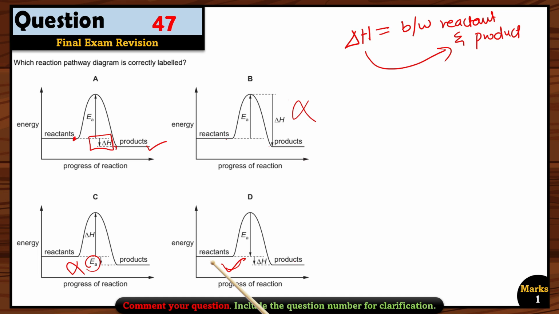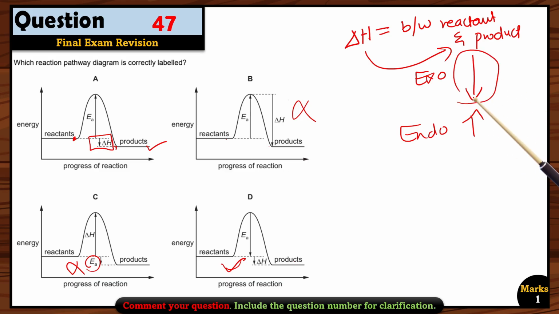Another important thing you have to remember is the arrow sign. The arrow sign for exothermic is always downwards. For endothermic, it is always upward. Why upward? Because upward shows that heat is taken in, and downward shows that it is released. In exothermic, the heat is released, so delta H is always negative for exothermic, and the arrow sign is always toward the downside. Can you see it is down? So this is also right.